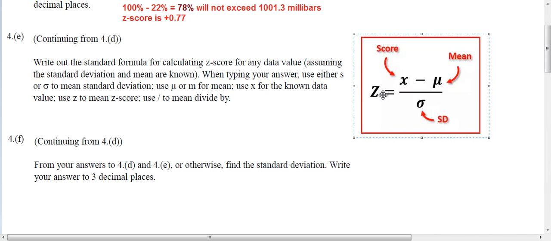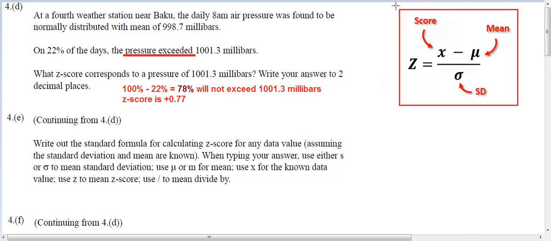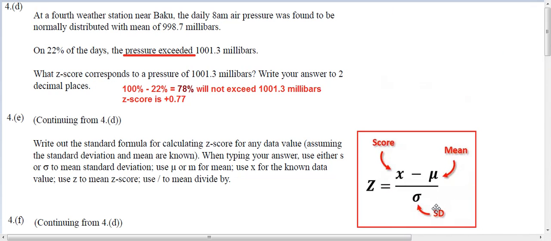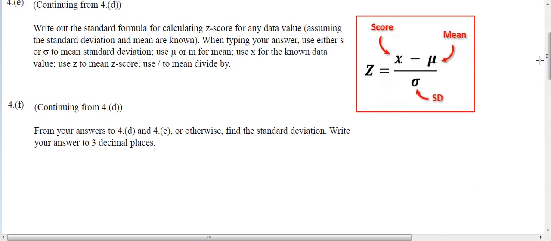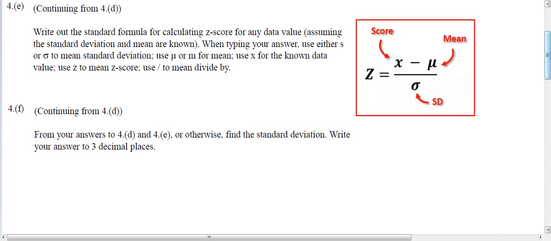Z is our z-score, X is our known data value, and then the mean and standard deviation. So we have everything here, we don't need to write anything else. It's something that you need to know for this exam, this formula.